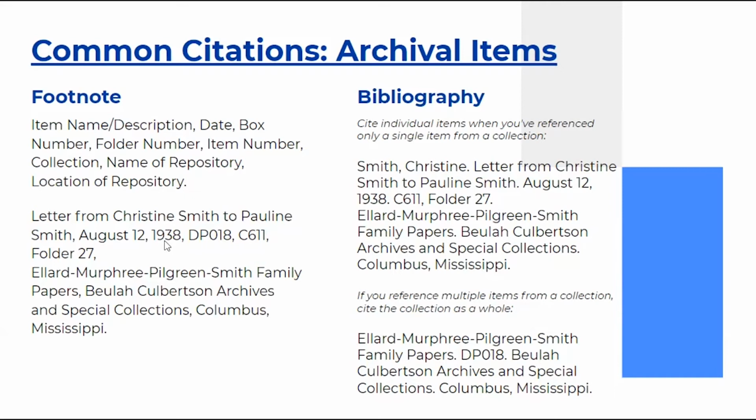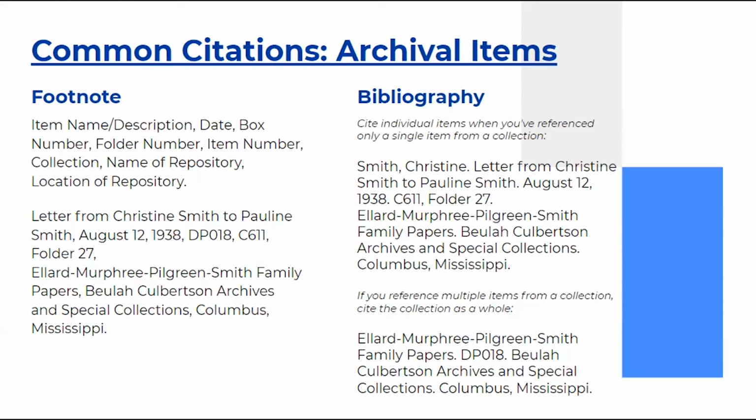And then you'll include as much information about where you found it as possible. So you'll have the box number and the folder number. This also has included the collection number. Sometimes you'll have access to that, sometimes you won't. If you don't have it, just skip to the next available information that you do have.